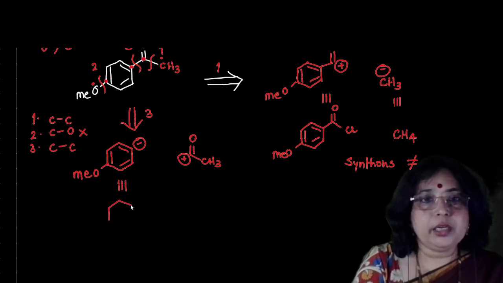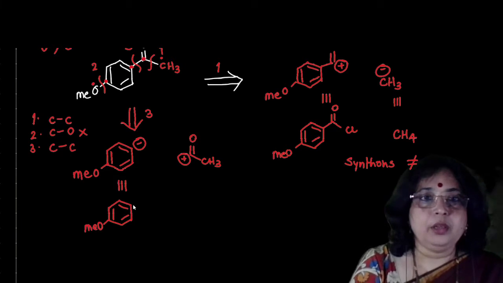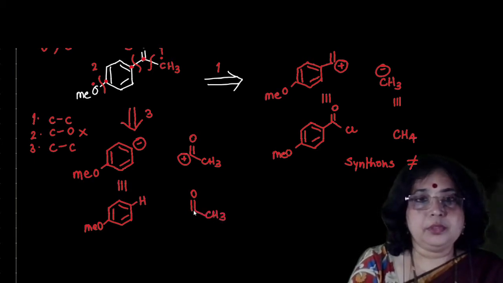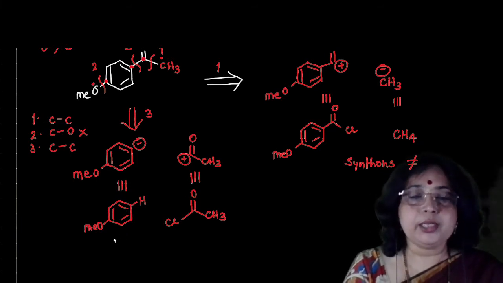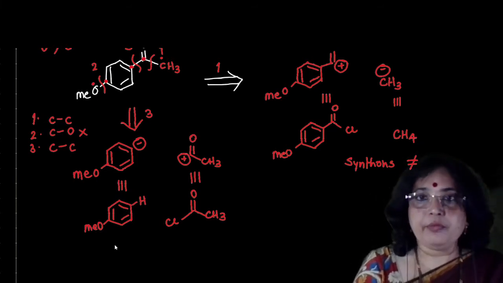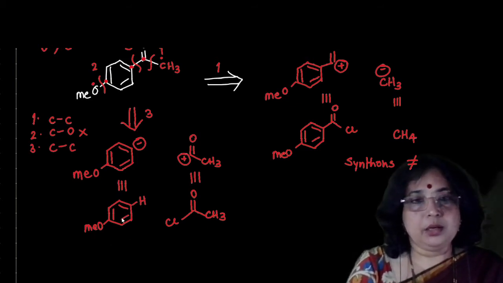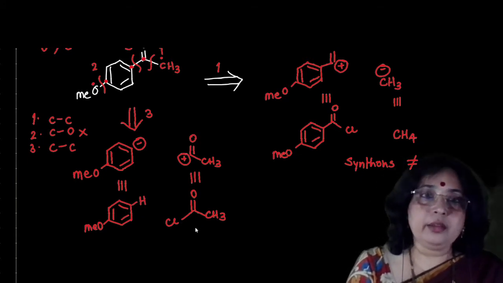Now in this case, what are the synthetic equivalents? I am getting the synthetic equivalents over here. Methoxy group, and I can put hydrogen over here. At the same time, I can neutralize this positive carbocation with Cl. Now these are very good synthons, and the synthetic equivalents I obtained are also readily available. Both the synthetic equivalents are easily available and they are highly reactive also.